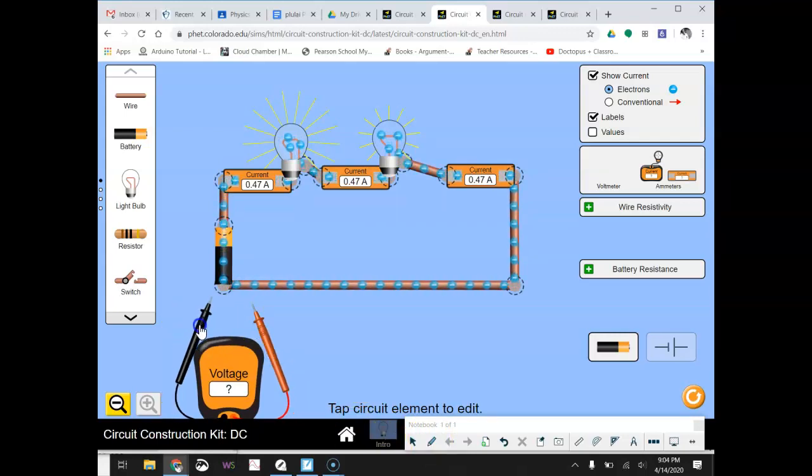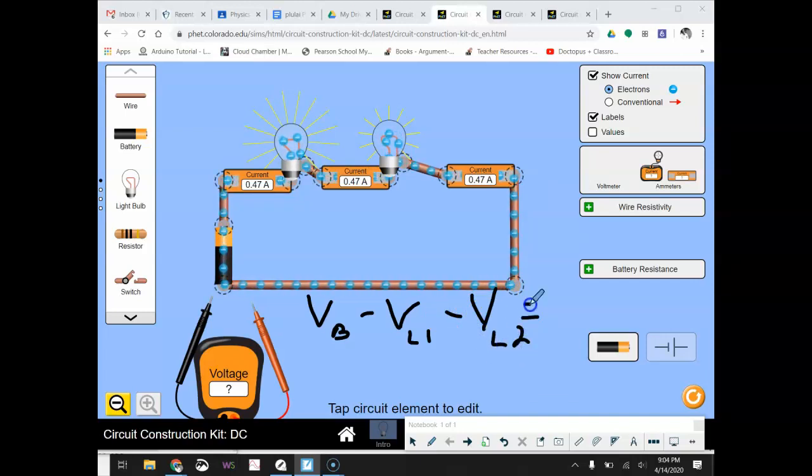So I can still go through and do that loop rule stuff, where I can say the electric potential that the battery provides, minus the electric potential that light bulb 1 uses, minus the electric potential that light bulb 2 uses, should still end up getting us back to 0 volts. So we're saying the battery provides something, the light bulb uses something, this light bulb uses something, and we're back to 0. We'll go through and check things out and see what we can do.